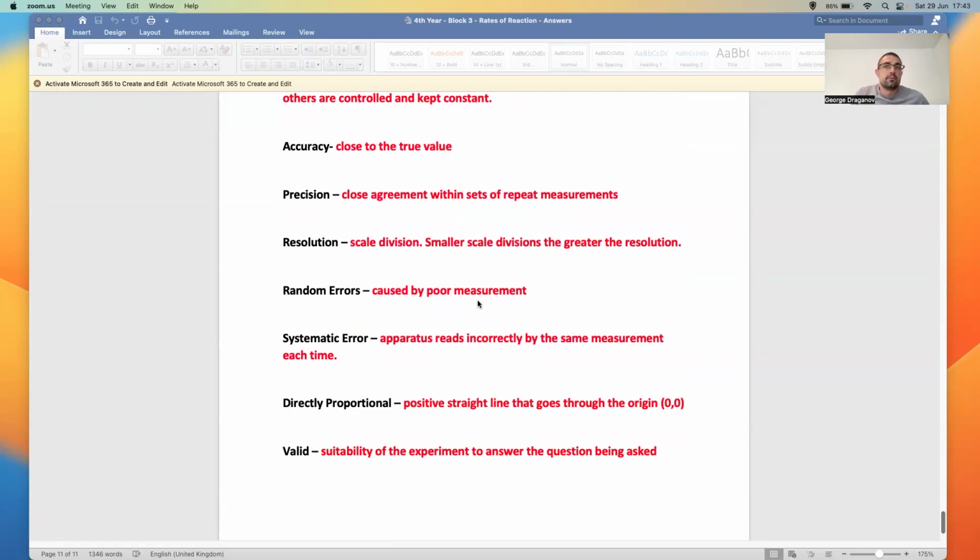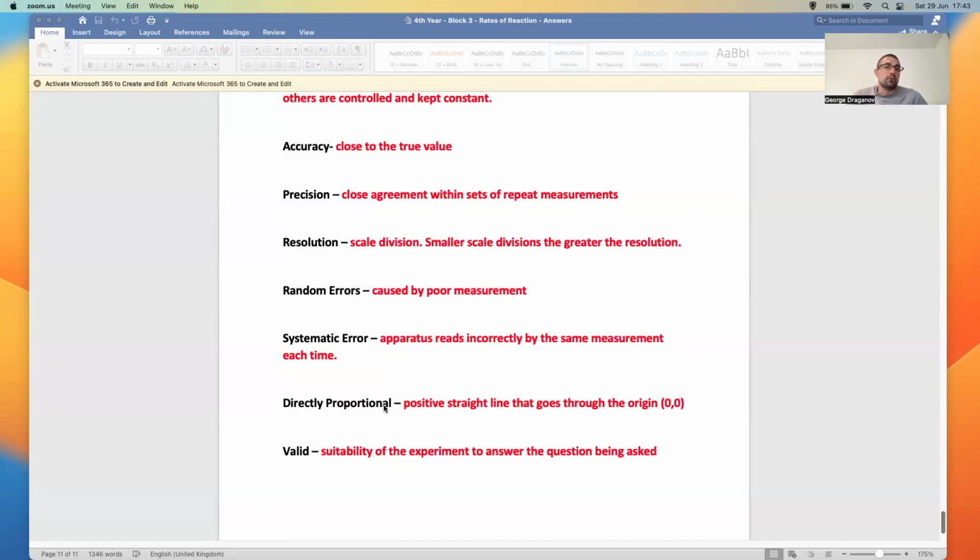Systematic errors is when the apparatus reads incorrectly by the same measurement each time. So that's to do with your apparatus. Systematic error is your apparatus being wrong. Random error is when you're wrong. Okay, you're just not measuring it correctly.